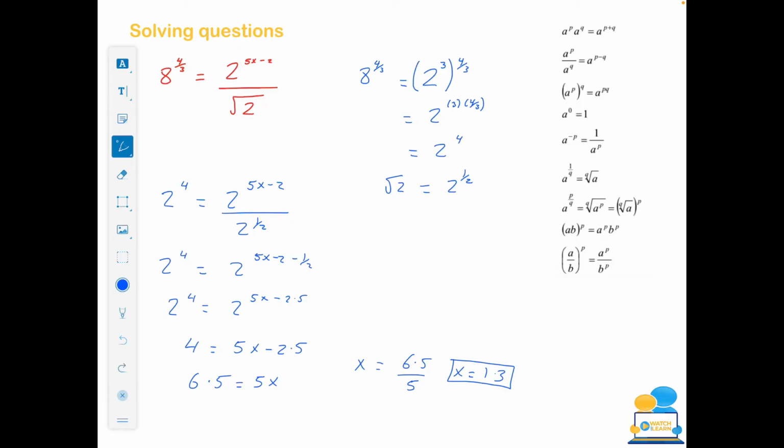Okay. That's your answer. If you want to check your work, you can sub the x in here and you should get out the same answer as this. So you should get out 16 when you sub in 1.3. That's kind of a handy way just to check that you're correct.